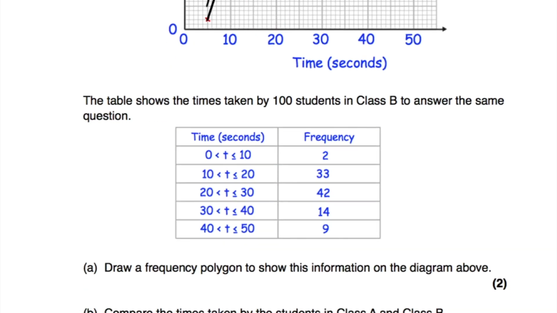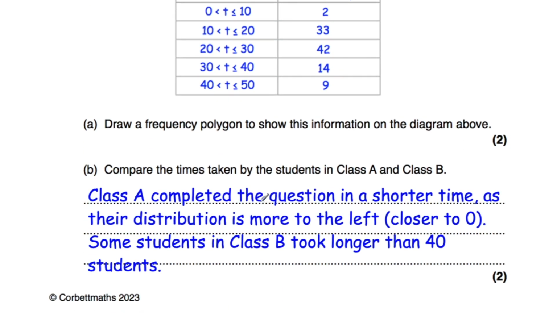So what I've written here is I've said that Class A completed the question in a shorter time as their distribution, or their frequency polygon, is more to the left, it's closer to 0. And some students in Class B took longer than 40 seconds. So that's what I've written. Okay, let's look at our next question.